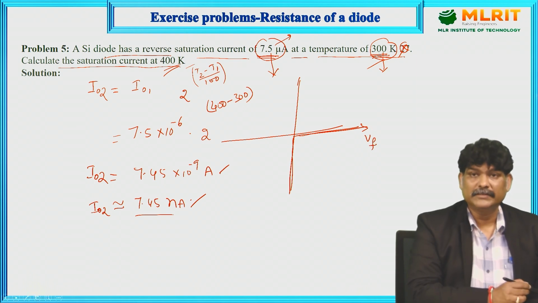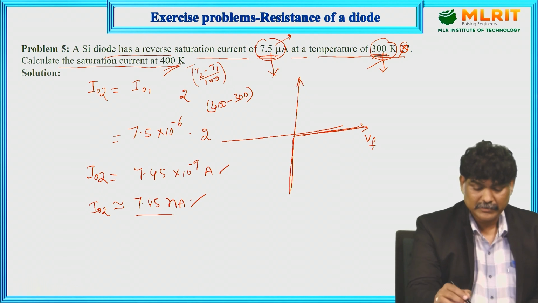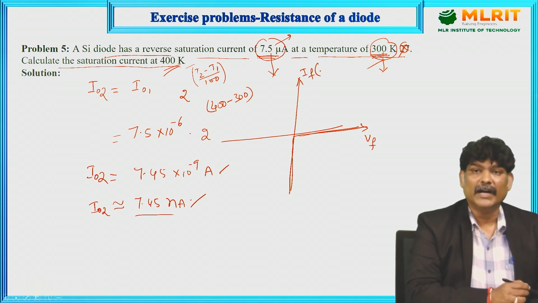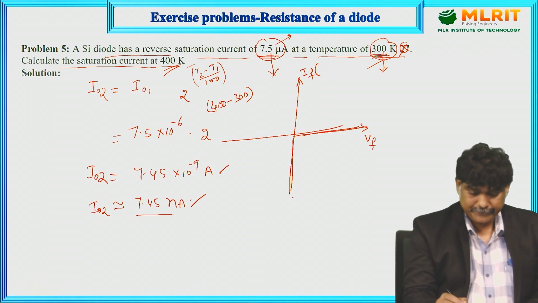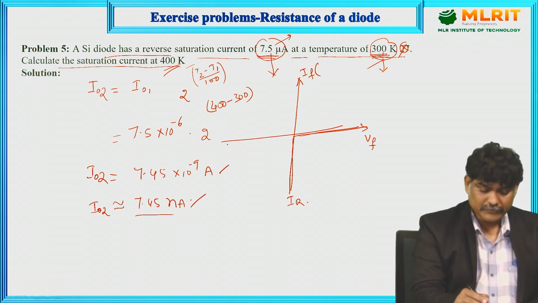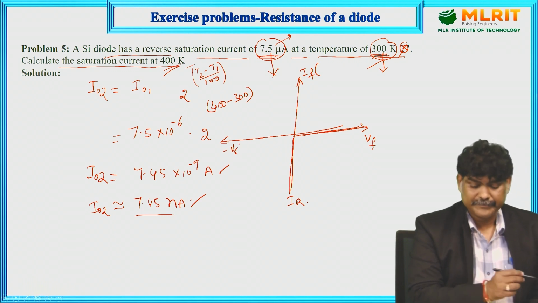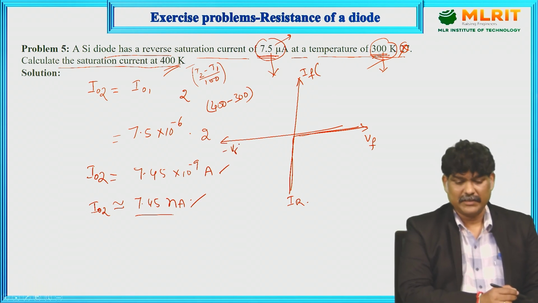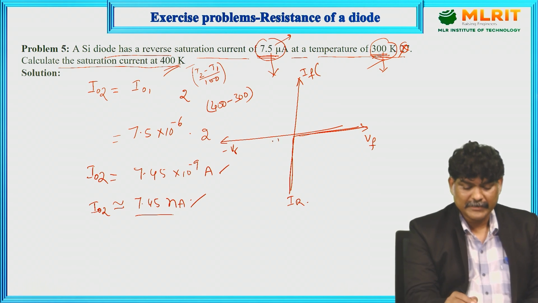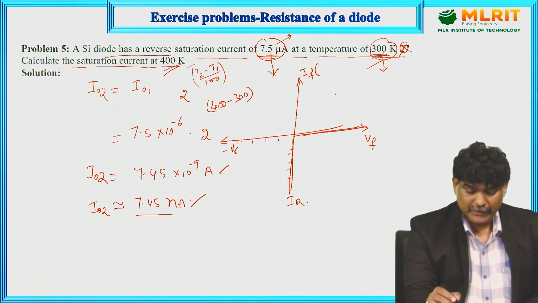VF means forward voltage, and this is IF. IF means what? Forward current. Here it is IR, reverse current. This is minus VR. VR means reverse voltage. Okay, so this is the negative axis, and this is also a negative axis for a particular voltage.